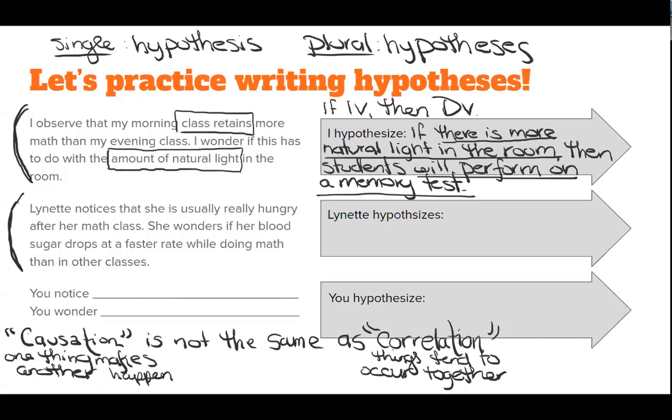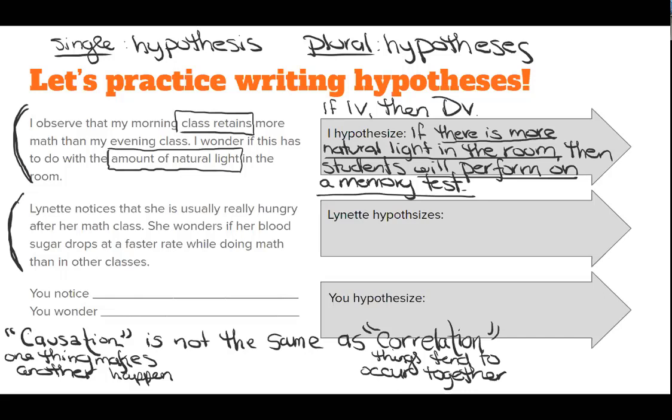So let's look at Lynette then. Lynette notices that she is usually really hungry after her math class. She wonders if her blood sugar drops at a faster rate while doing math than in other classes. So again, we are observing a phenomenon. We're wondering, we're questioning. Now, if Lynette was doing a good job, she'd also go ahead and research this. But we need to make a hypothesis now.